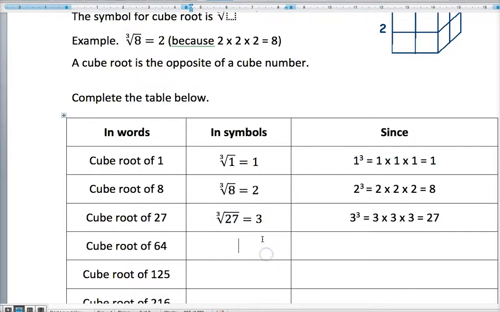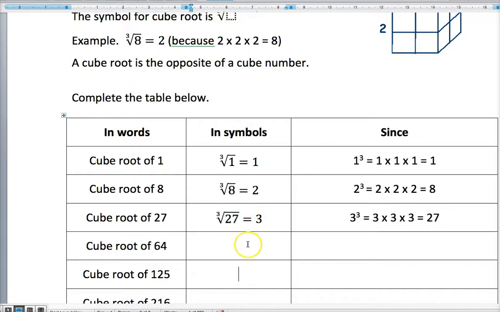So cube root is what number multiplied by itself 3 times gives me 8. Now 2 times 2 times 2 is 8, or 2 cubed is 8. So the cubed root of 8 is 2. If you're asking for the cubed root of 27, you have to think what number times itself 3 times gives me 27. It's 3 times 3 times 3 is 27. So we say the cubed root of 27 is 3.